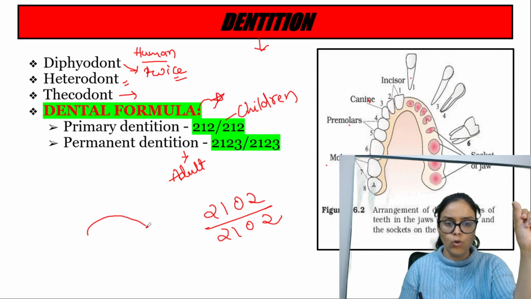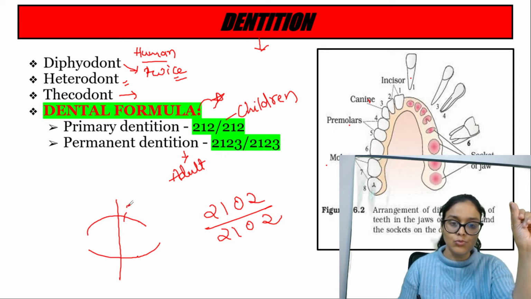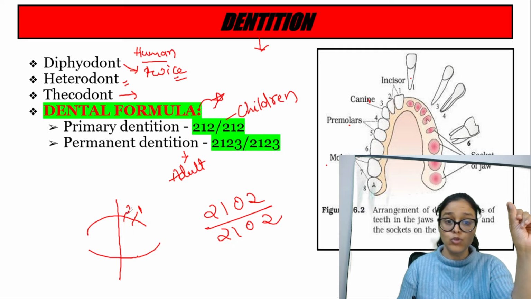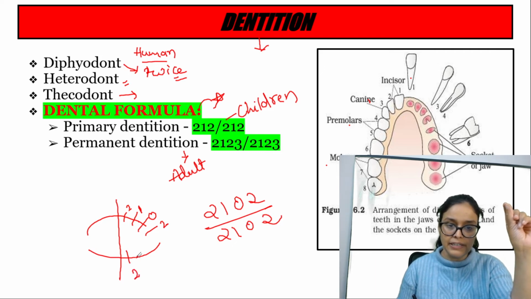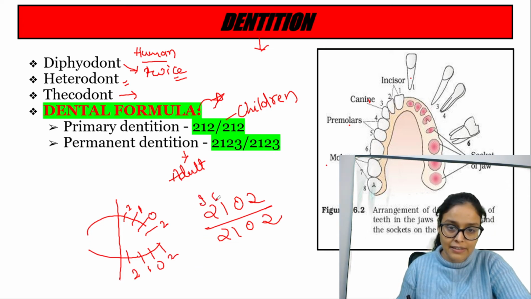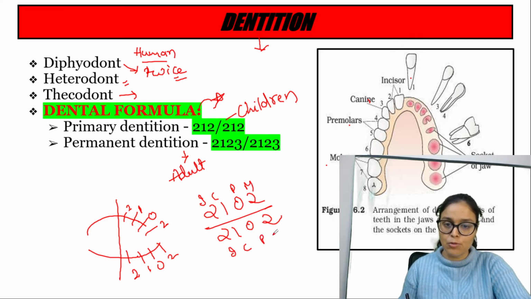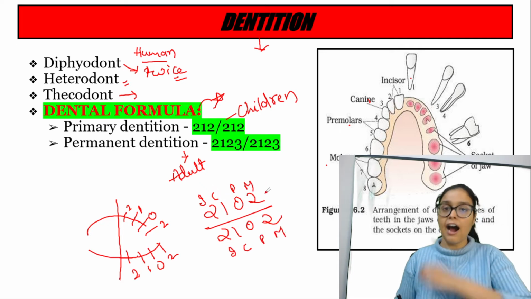When we see the whole jaw, the dental formula is written for the half upper, half lower jaw. So we are having 2 incisors. Children are having 1 incisor, 1 canine, 0 premolar, and obviously 2 molars. In the lower half jaw also they have the same dentition, arranged in the same way. So it's incisor, canine, premolar and molars.